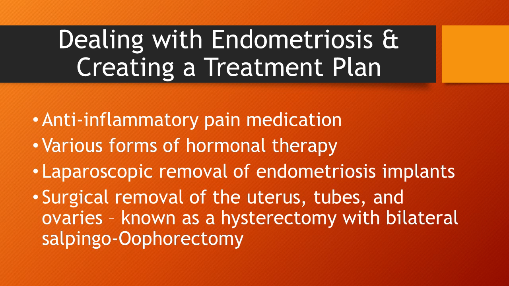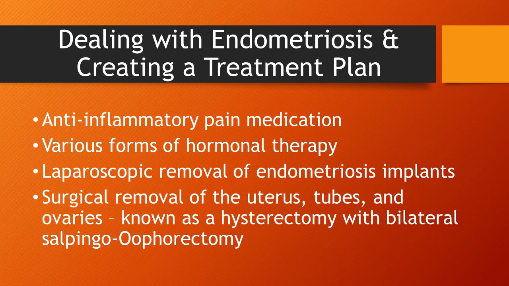So the goal is to treat the endometriosis and suppress the growth of the implants. The most common ways to treat it are those 4 bullet points I have up here on the slide. The first one, pretty self-explanatory, anti-inflammatory pain medication. Okay, the next one, various forms of hormonal therapy. Now, to expand on this a little, the treatment plan for a woman not trying to get pregnant will start with hormonal birth control, and there are various forms available. Now, if a woman is trying to get pregnant, her treatment plan would consist of being prescribed a hormone agonist.